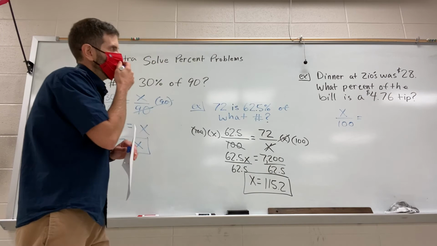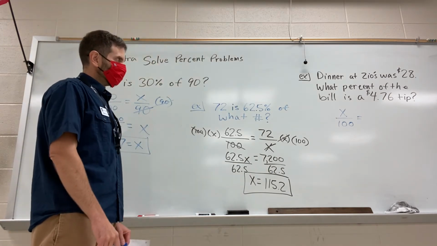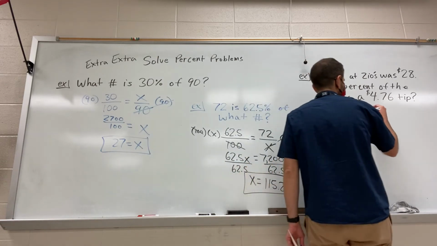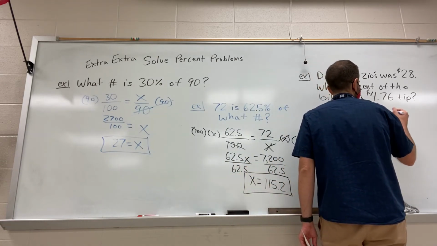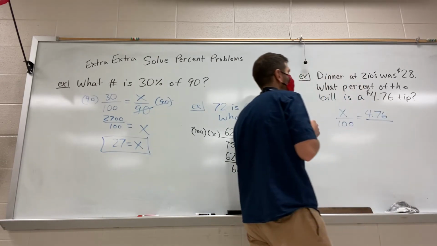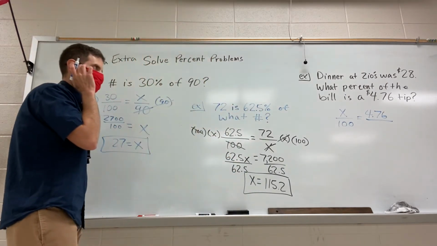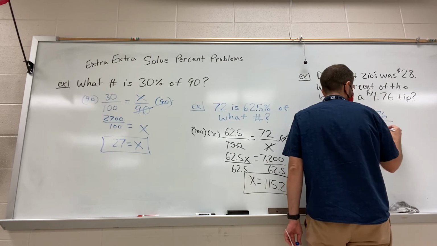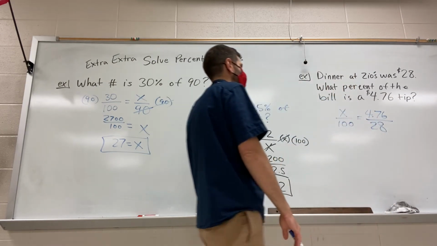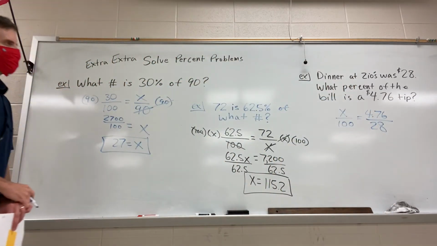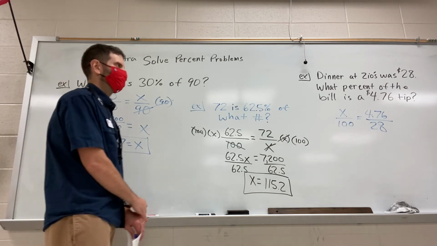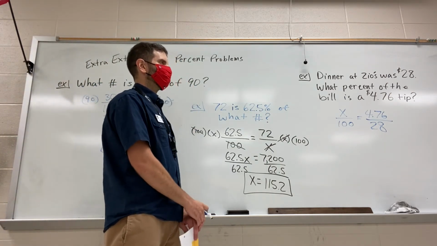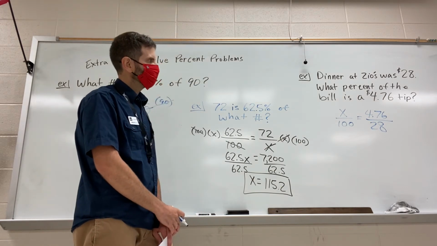So it says what percent of the bill is a $4.76 tip. So $4.76 there is. And our of is the total amount that they gave us here. Dinner at Zio's was $28. So it didn't say of specifically, but we got to kind of think it through. What's the total amount that goes in the of spot?